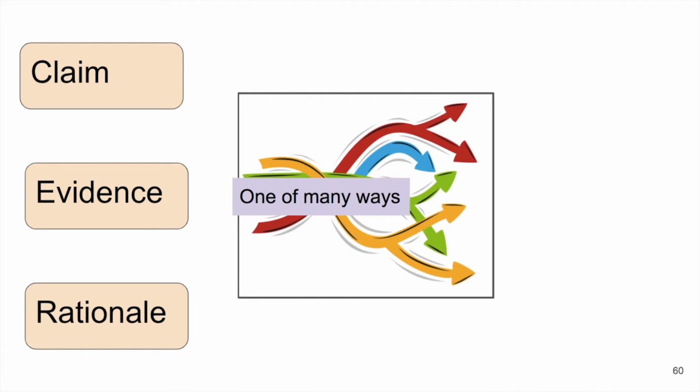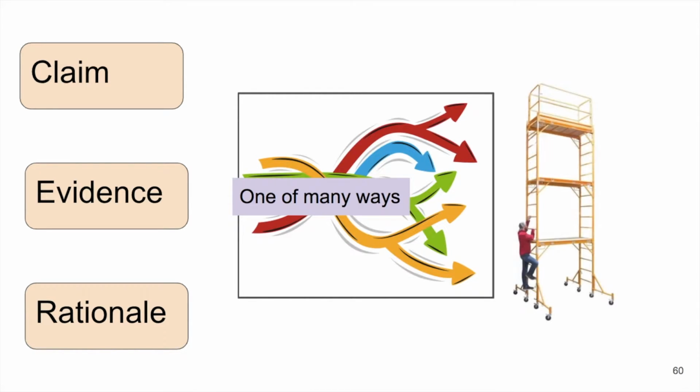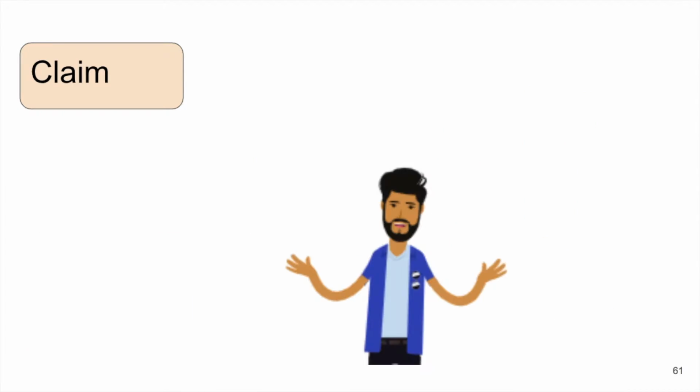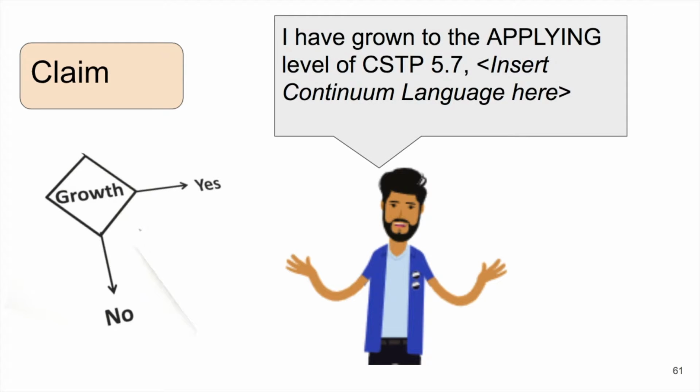This method is just one way. It could act as a scaffold as you coach your teacher. Other formats can also work as long as you use evidence to support the claim of growth. First, identify if growth has been made or if there was a lack of growth towards the goal. This is the claim. For example, I have grown to the applying level of CSTP 5.7.